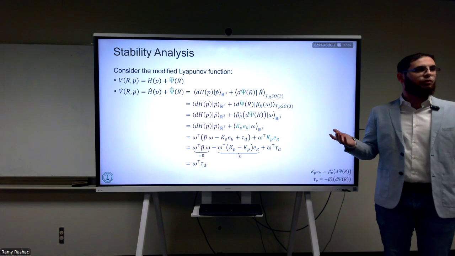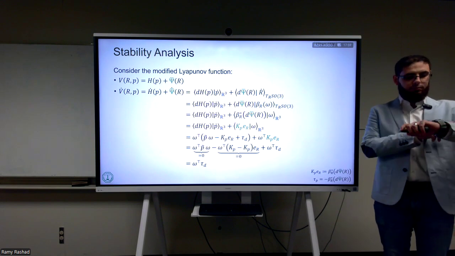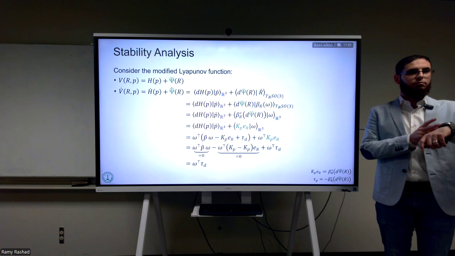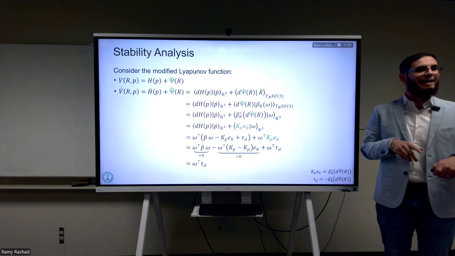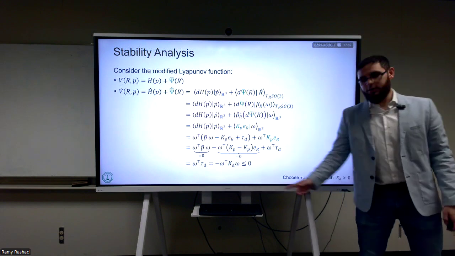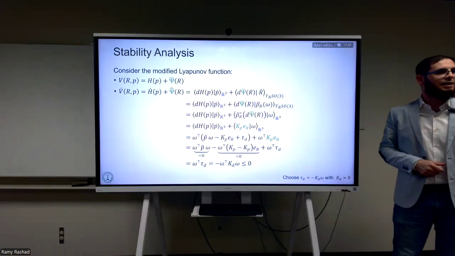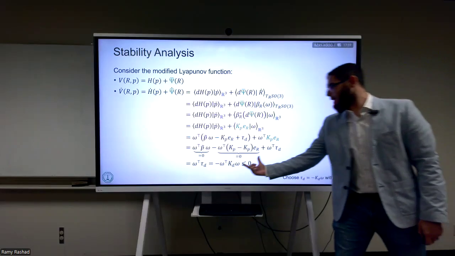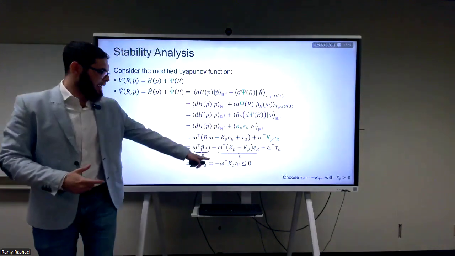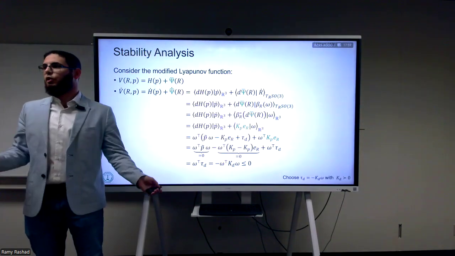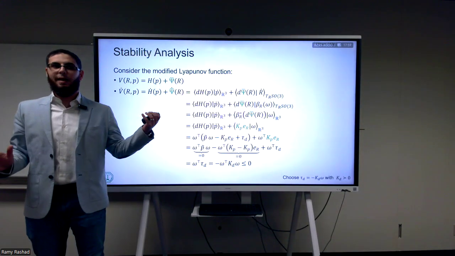Any ideas on how do you choose the derivative term? Minus kd multiplied by omega. So we choose the derivative term to be minus kd multiplied by omega. I get in the end minus omega transpose kd omega. And we're done. Do we have Lyapunov stability?